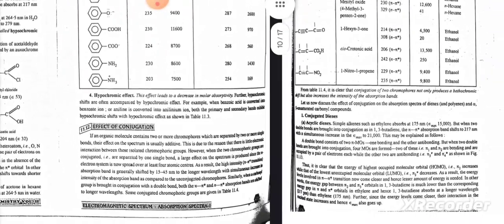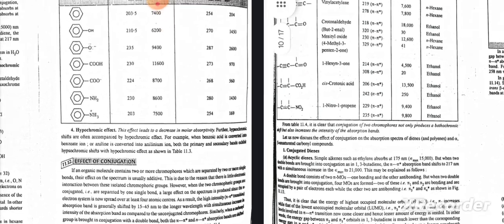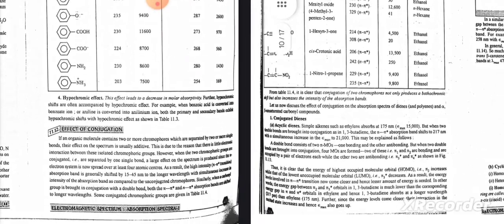Hypochromic effect. The effect leads to a decrease in the molar absorptivity. Hypsochromic shifts are often accompanied by hypochromic effect. For example, when benzoic acid is converted into benzoate or aniline is converted into anilinium ion, both the primary and secondary bands exhibit hypsochromic shifts with hypochromic effect as shown in the table.